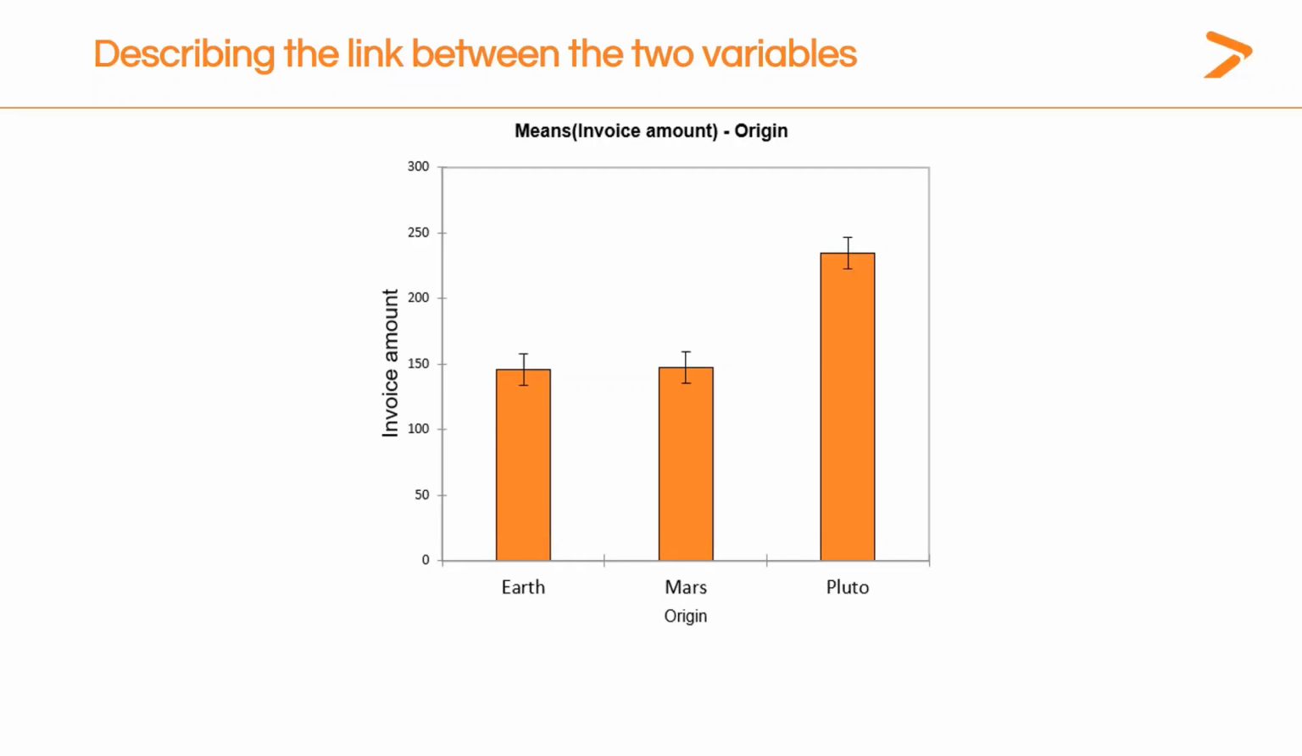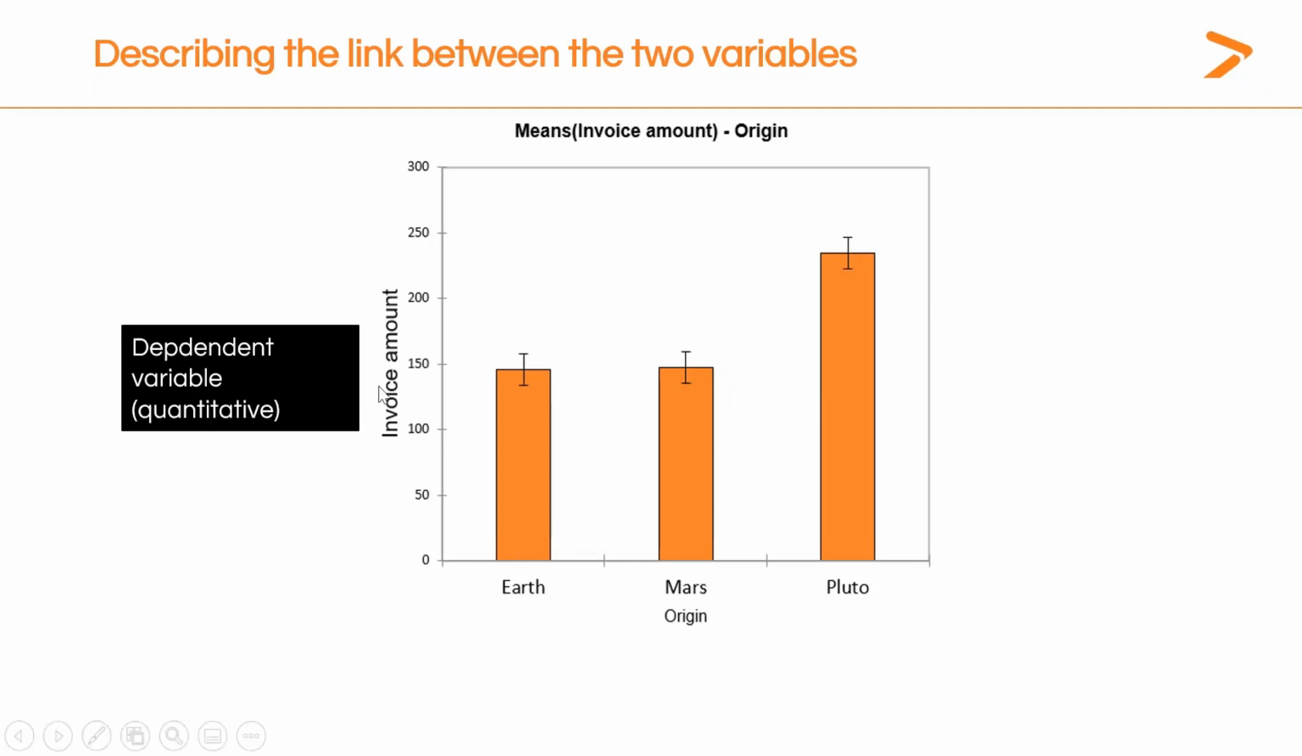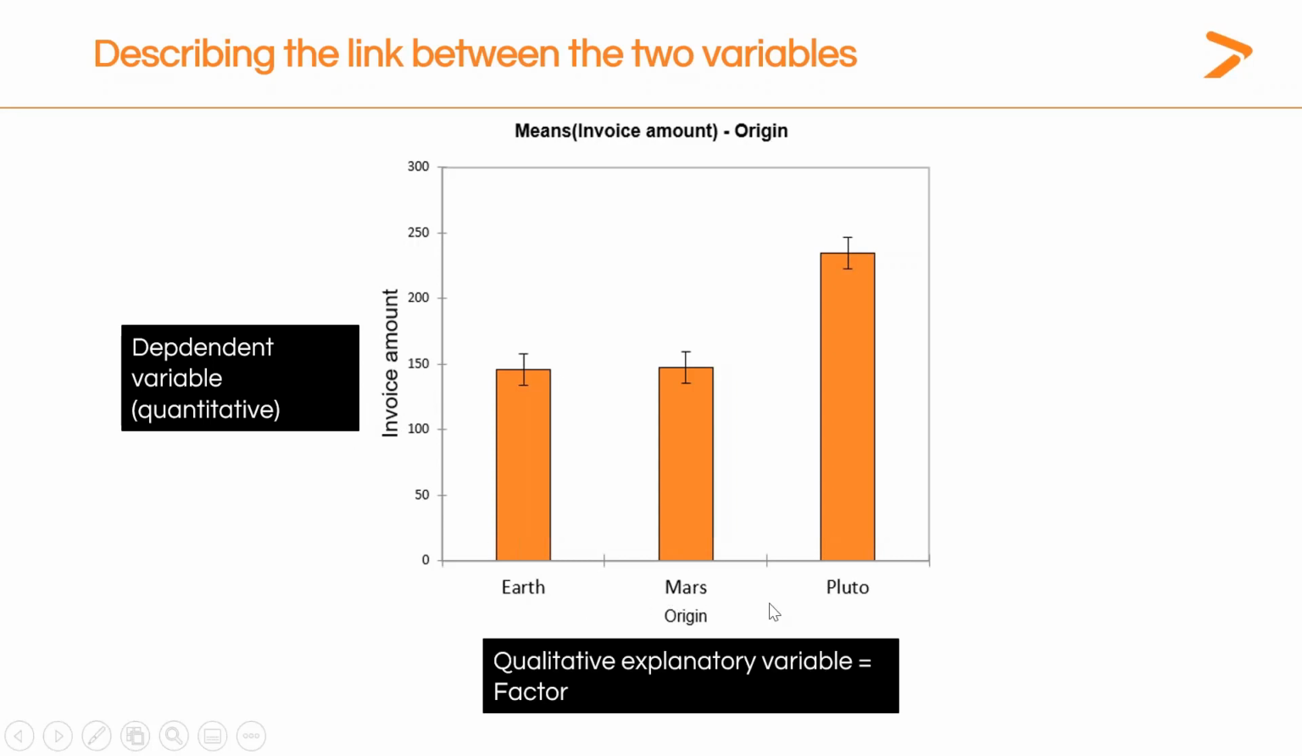Okay? Here's how we can represent things graphically. Look, this is the dependent variable, invoice amount, which is quantitative. And this is the qualitative explanatory or independent variable, which we call factor in ANOVA, the origin. And what I represented in orange is the averages, or the mean, for each origin. And of course, these are the factor levels, or the qualitative explanatory variable levels: Earth, Mars, and Pluto. So basically, we'll simply be comparing the three means.